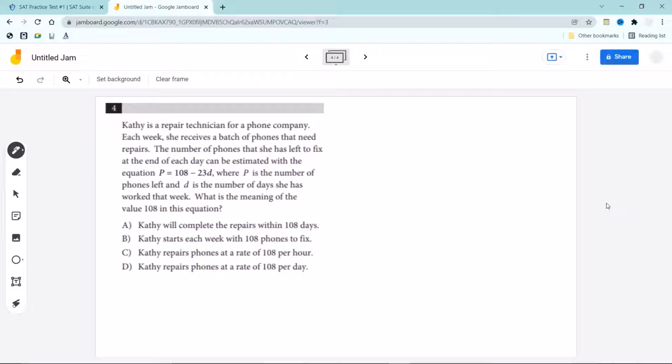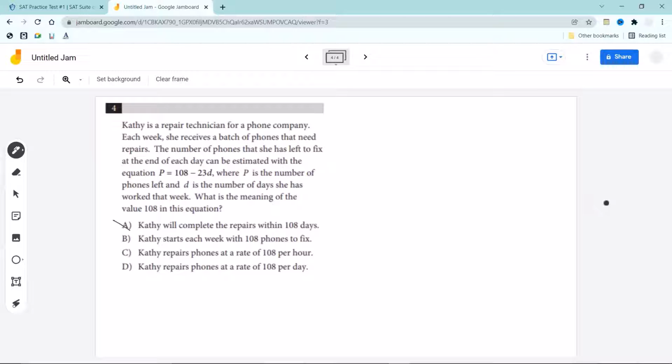Well, that doesn't really make sense because P is getting smaller, right? So eventually P will become 0. And if we look at the value of D, the number of days she has worked that week, if D was 108, then we'd have a negative number, because 108 minus 23 times 108 is going to give us a very large negative number. So clearly the phones can all be fixed in less than 108 days. So A is incorrect. Whatever the number is that P becomes 0, it's going to be far less than 108. So let's take a look at B.